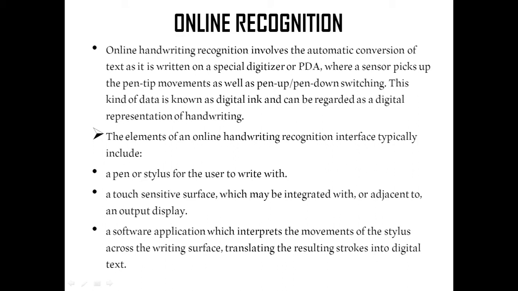This kind of data is known as digital ink and can be regarded as a digital representation of handwriting. The elements of an online handwriting recognition interface typically include a pen or stylus for the user to write with, a touch-sensitive surface which may be integrated with or adjacent to an output display, a software application which interprets the movements of the stylus across the writing surface, translating the resulting strokes into digital text.